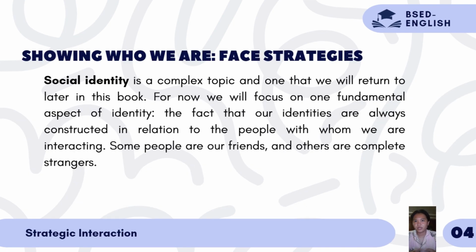Social identity is a complex topic and one that we will return to later in this book. For now, we will focus on one fundamental aspect of identity: the fact that our identities are always constructed in relation to the people with whom we are interacting. Some people are our friends and others are complete strangers. Some people are our superiors and others are our subordinates. When we talk, along with conveying information about the topic, we are always conveying information about how close or distant we think we are from the people with whom we are talking, along with information about whether we are social equals or whether one has more power than the other. The strategies we use to do this are called face strategies.